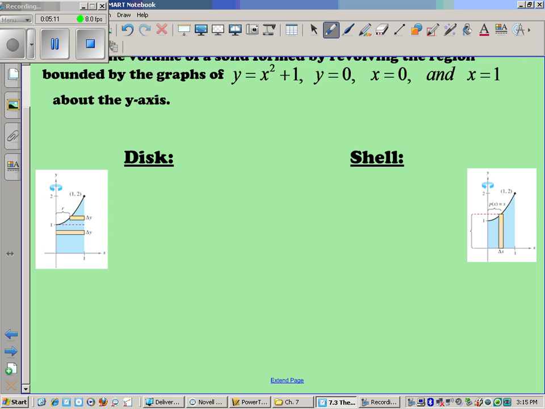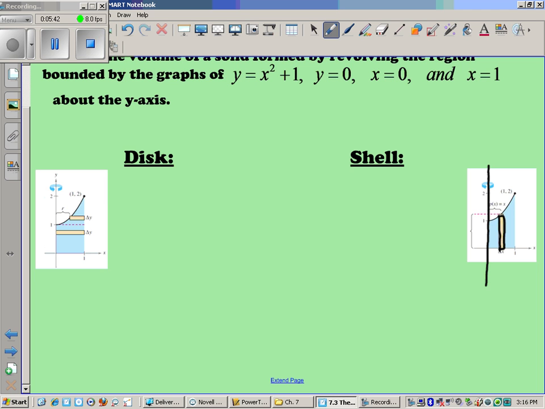So let's go back over here to the right and let's look at the shell method. I have the same exact graph. I'm still rotating it around the y-axis, but now because my axis of revolution is vertical, if I'm doing shell method, which way do my rectangles lie? Well, they should be parallel, so they're also going to lie vertical now. Okay, so now my rectangles are going to be here. And I don't have to worry about separating it into two different integrals because I can do it the whole way, okay, because of the way my rectangles are lying now.